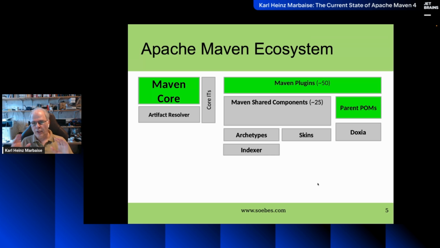On the right side, in the upper corner, you see the Maven plugins. We have at the moment at the Apache Software Foundation about 50 plugins, which are all maintained by the Maven team. We also have the parent POMs, which are also maintained for the Apache Software Foundation and usually consumed by Apache Software projects. Some of them do that, others don't.